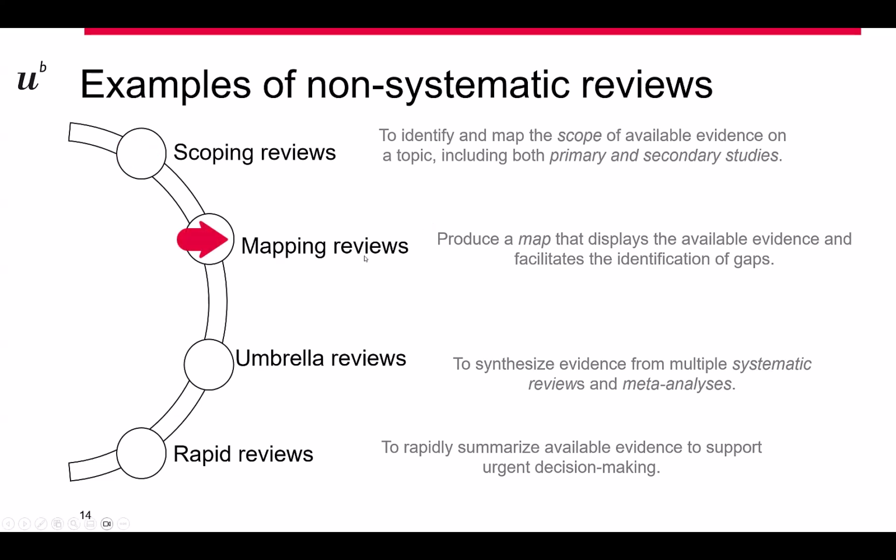Mapping reviews are very similar to scoping reviews, but in mapping reviews, authors are committed to creating a visual map that facilitates the identification of the gaps in the research. In the case of umbrella reviews, we have the synthesis of secondary studies, that means synthesis of systematic reviews or meta-analyses exclusively. And in rapid reviews, what we have is a difference in the methodology because it is intended to respond to urgent decisions in practice, so the process is shorter.